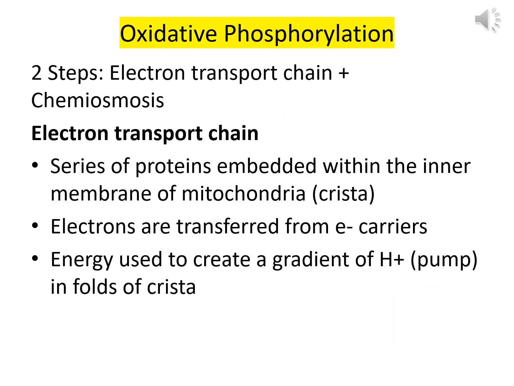The last step of aerobic respiration is oxidative phosphorylation. This process actually has two steps involved within it. They are the electron transport chain and chemiosmosis.